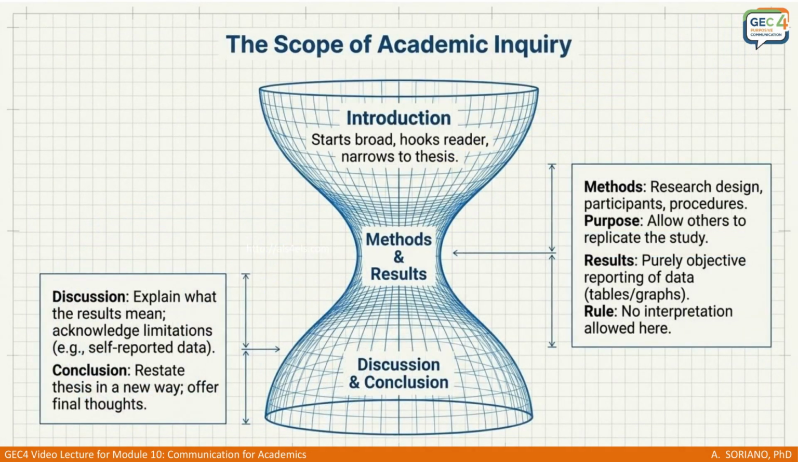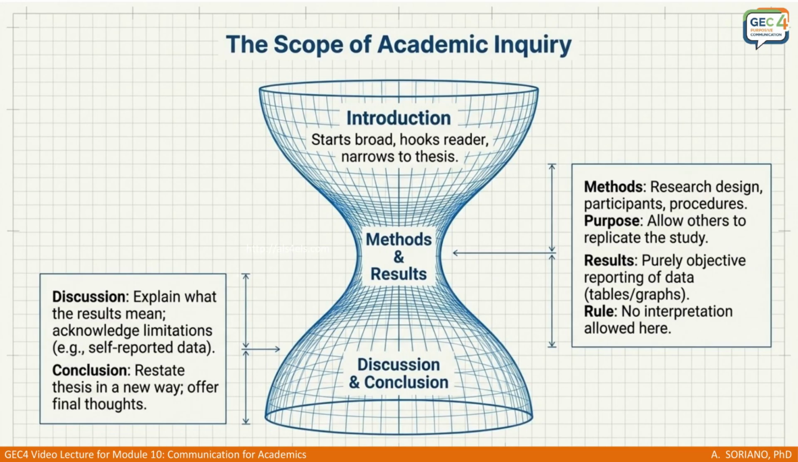Next, we move to M for methods, which we call the scaffolding. This is often the most technical and detailed part of your blueprint. It is a repeatable, step by step plan of exactly how you conducted your study. In the methods section, you must describe your participants, who you studied, your tools, the equipment or surveys you used, and your procedures, what you actually did, with extreme, almost boring detail.